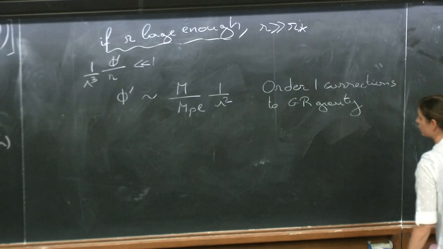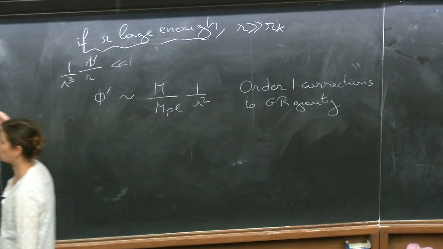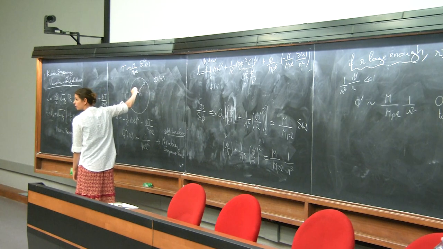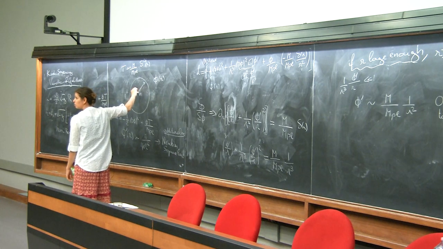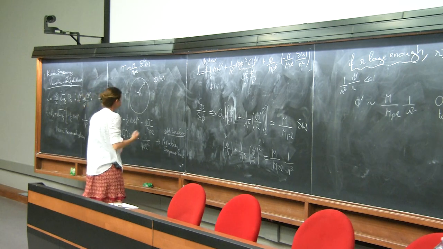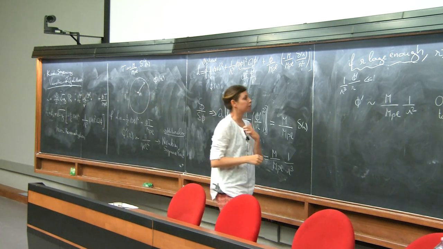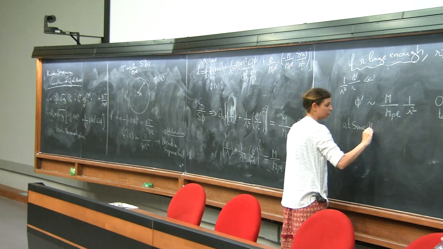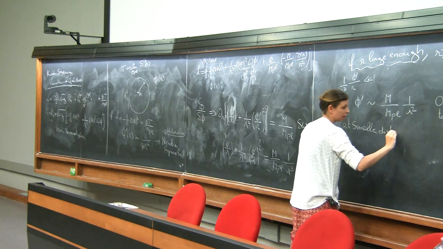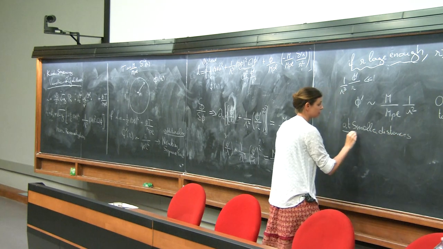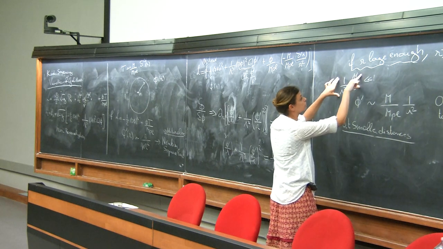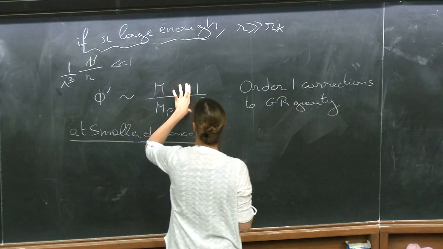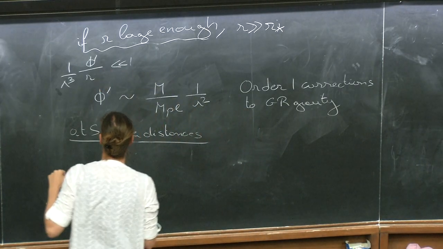Okay, so if that was the end of the story, and if this behavior was true all the way from infinity down to very close to the mass at the origin of your spacetime, then we would be clearly ruled out by tests of gravity. However, we see that at smaller distances, and now we can define what we mean by smaller distances, smaller distances is when this is not much smaller than one, but instead much larger than one.